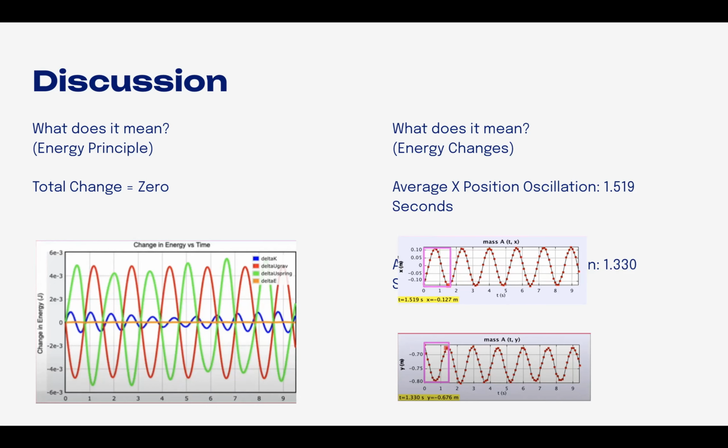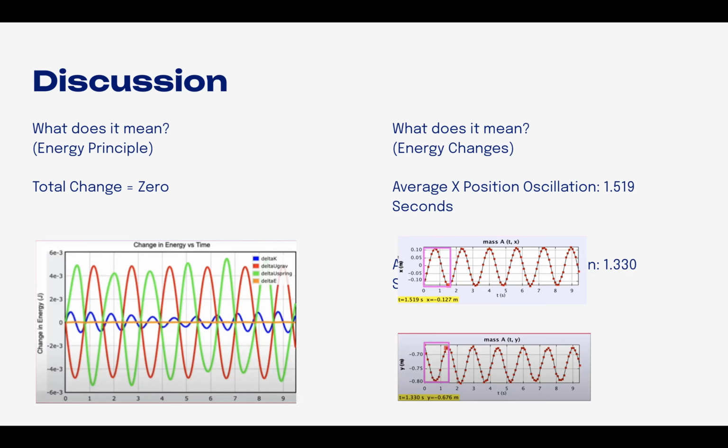Like we said, the air was the only outside in the surroundings, therefore there's no work done, therefore there's no energy change. And so for the X and Y positions or oscillations, you'll see that once again, they're almost identical, which goes along with the question we are answering, with the average X position oscillation being 1.51 seconds and the average Y position oscillation being 0.33 seconds.